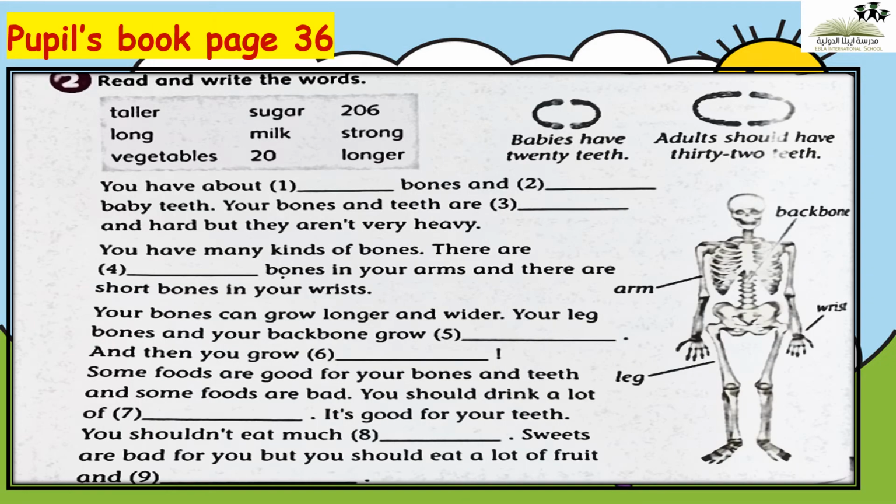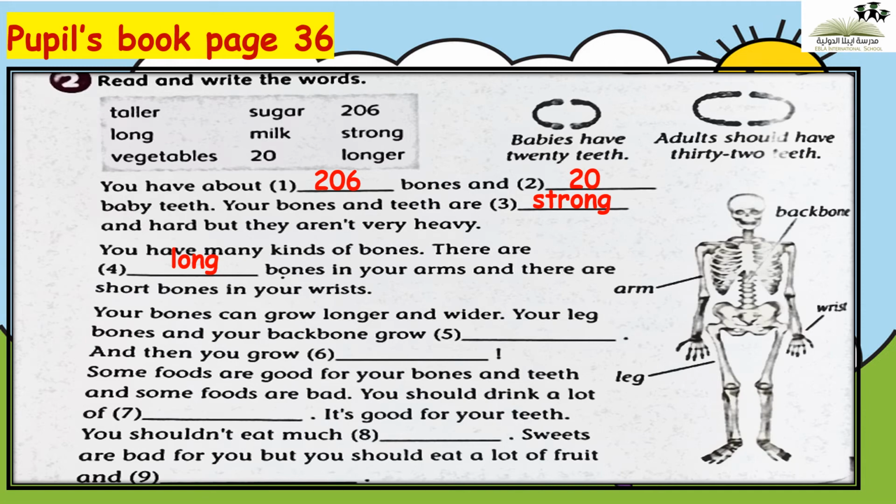Let us move on to number 2. Read and write the words. Let's answer this all together now. You have about 206 bones and 20 baby teeth. Your bones and teeth are strong and hard, but they aren't very heavy. You have many kinds of bones.